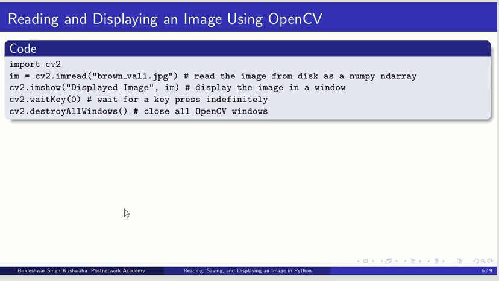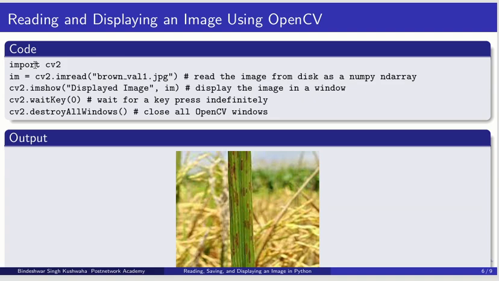Now let us see how to display an image using OpenCV. First of all, you will import the library cv2. Then imread, like scikit-image, and it will show the image. Thereafter it waits for a key to be pressed indefinitely, and once you close it, it will destroy all windows created by OpenCV. The output will be like this.